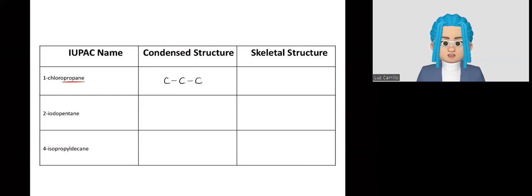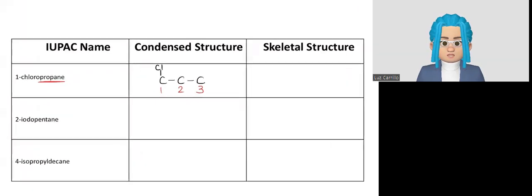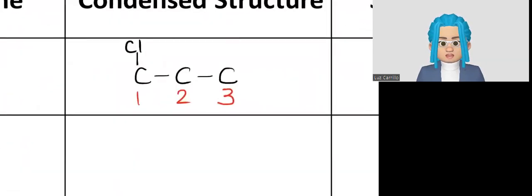In a condensed structure, I'm going to illustrate the carbons and the hydrogens attached to the carbons. Here I see that it says one chloro. So if I number my carbons one, two, three, that means that on carbon number one, I'm going to put a chlorine group. In a condensed structure, I need to fill in the hydrogens for each atom. How I know how many hydrogens I'm going to add is by going from the point of view that each carbon atom needs an octet. That means that overall it needs eight electrons. In other words, in general, it needs four bonds.